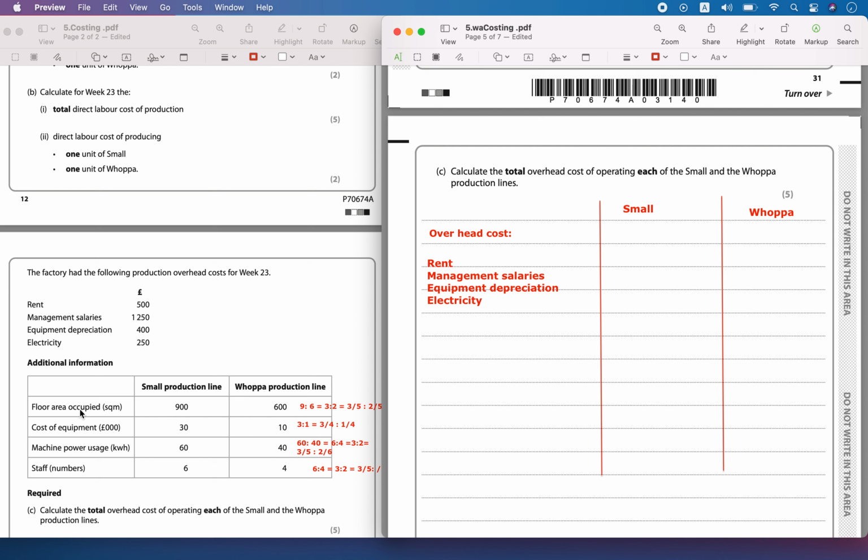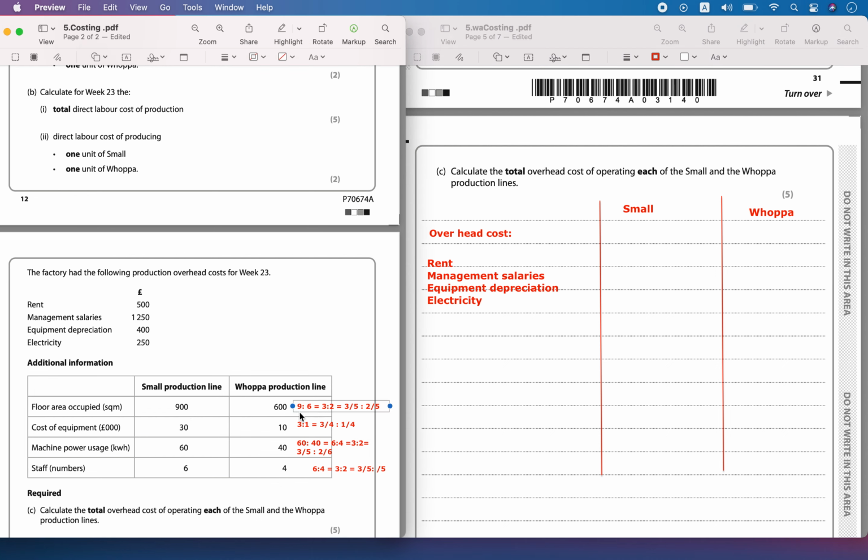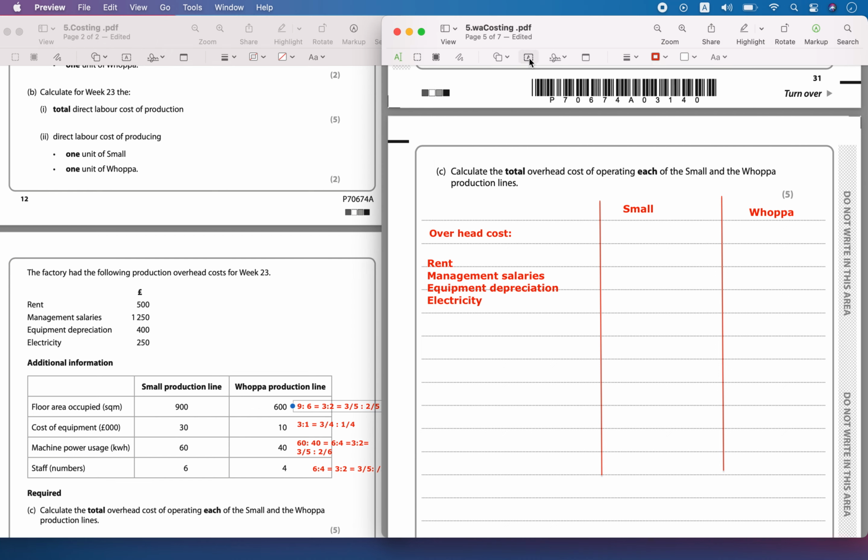Now the first one is the rent. The rent is apportioned using the floor area occupied. So let's apportion on the basis of 900 is to 600, which is 9 is to 6, and the ratio of apportionment will be 3 out of 5 and 2 out of 5 of the total rent. So 3 out of 5 of 500 for the small and 2 out of 5 of 500 for WAPA. So that is the apportionment cost. This one is 300, and the remaining will be WAPA, which is 200.